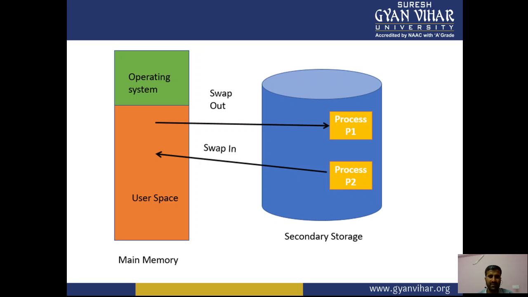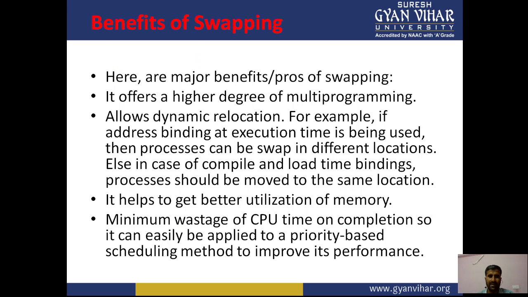If process 1 is being executed, then process 2 is swapped out to the secondary memory. And if the CPU requires P2, then it can be moved and swapped into the user space, where that particular job, or critical section, can be executed. So this is the concept of swap in and swap out.